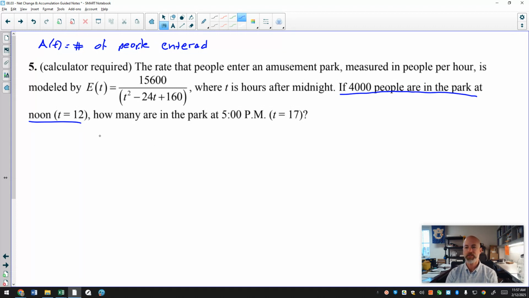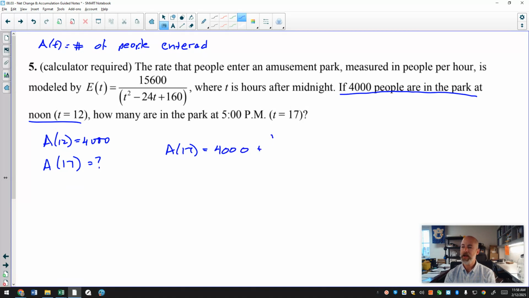The spirit of this question is that I know that at time 12 there are 4,000 people in the park. I'm curious how many people are in the park at time 17. And I have the rate of change. The rate that people are entering the park is E. So my number of people at time 17 is going to be what I start with at 4,000, and I need to see how many more entered the park from 12 to 17.